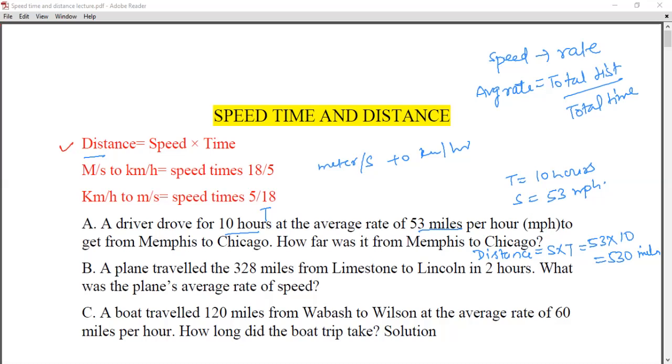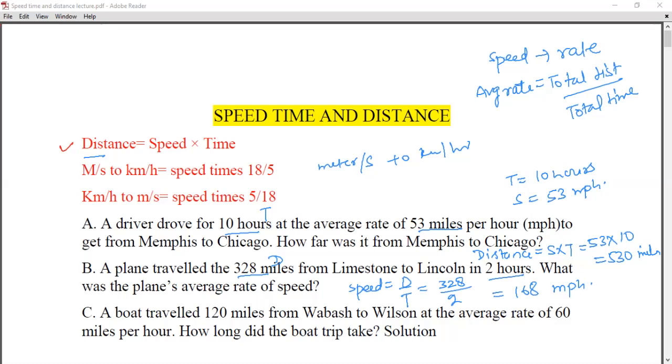In this question, the 328 miles is the distance given, and Limestone to Lincoln in 2 hours, so the time is also given as 2 hours. We have to find the average rate of speed. For that, you need the formula speed equals distance over time. Distance is 328 and the time is 2. So the speed is 164 miles per hour.